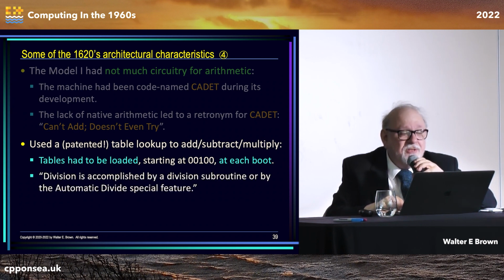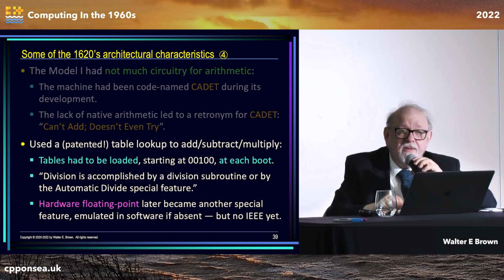Division was always accomplished by subroutine, or if you paid extra, you had the automatic divide special feature. You have to understand, IBM were masters of marketing. It was the only company, or at least the first company, where if you called for service on your equipment, the person who showed up was dressed in coat and tie. And the only concession was that they were allowed to wear short sleeves instead of long sleeves. That's how IBM made their reputation.